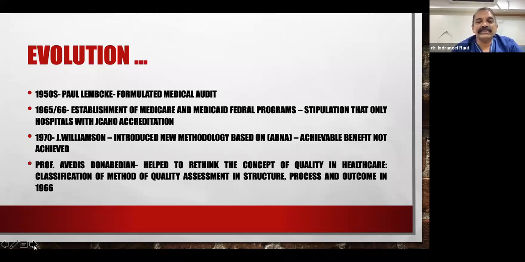So in 1970, Williams introduced a new methodology based on the ABNA, what we call an achievable benefit not achieved. So you're studying the standards, diagnosis, as well as outcome measures, and comparing whether the achievable or desired outcomes were achieved or not.